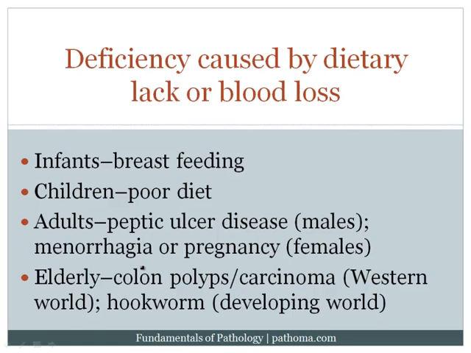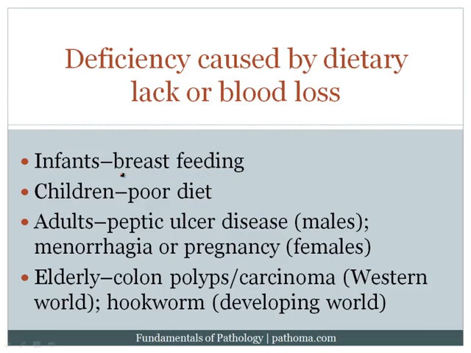Now, when we think about iron deficiency, we should understand that deficiency can be caused by a dietary lack or blood loss. These are the 2 common etiologies of how a patient can become iron deficient. And it's in the context of these 2 etiologies that I like to think of iron deficiency according to the individual subsets of patients. So for example, in an infant, an important cause of iron deficiency would be breastfeeding. And that's because breast milk contains little to no iron. And so infants can become iron deficient when they're breastfeeding.